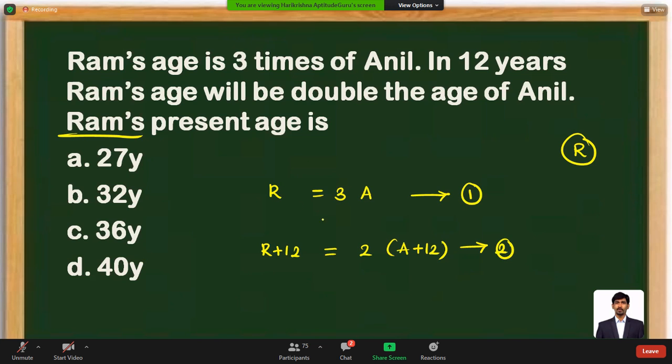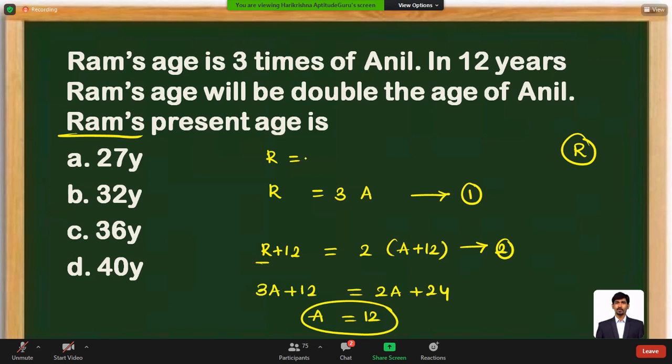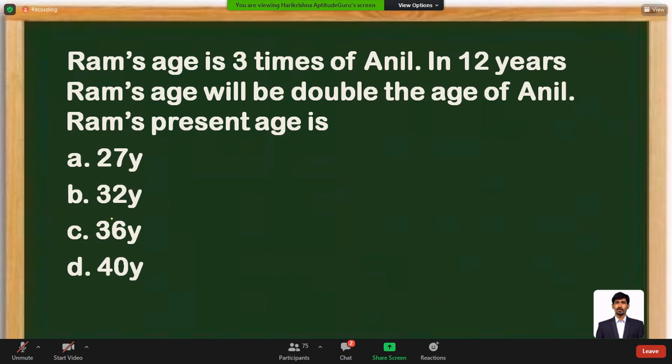So let me substitute. R is equal to 3A. Let me substitute here. So 3A plus 12 should be equal to 2A plus 24. From this, I can comfortably say the A value is going to be 12. Once you know the A value is 12, the R value is going to be 3 into 12, that is 36, which is available as option C. You can mark it as the answer. So the required skill is framing equations. Once you are capable of framing the equation, then solving the question is going to be very easy. So that is one approach.